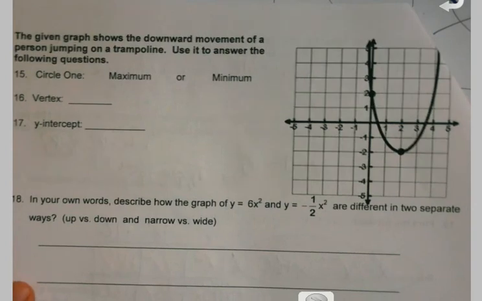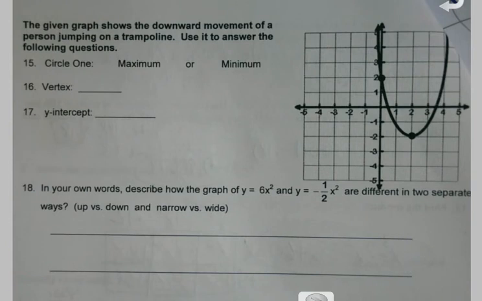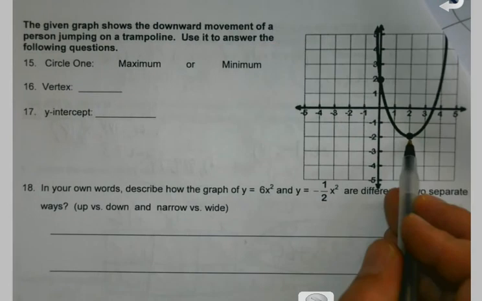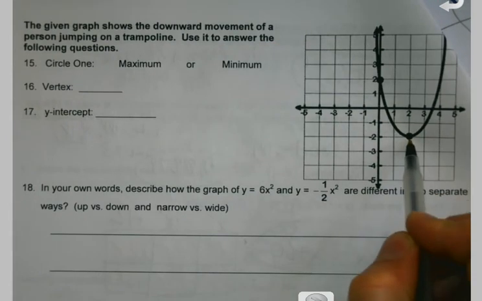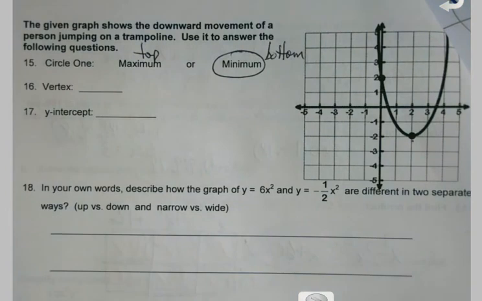Next page. All right. The graph given shows the downward movement of a person jumping on a trampoline. Use it to answer the following questions. Circle one. Is this point, because we're always looking at the vertex, a maximum or a min? Min, because it's at the bottom. Yep, max is going to be at the top.